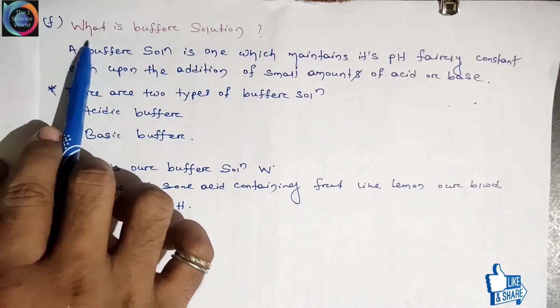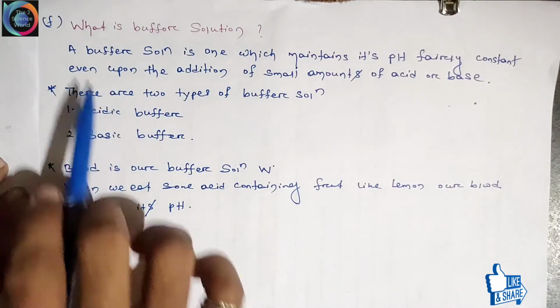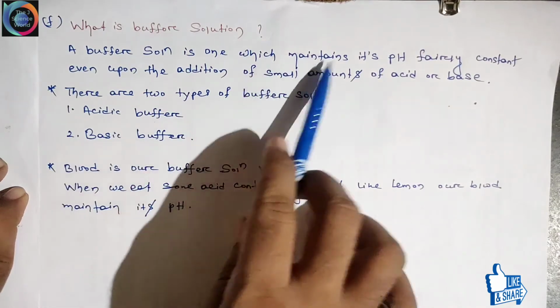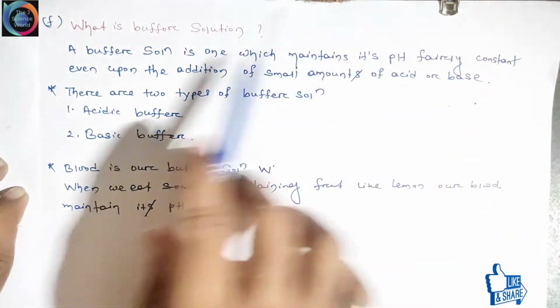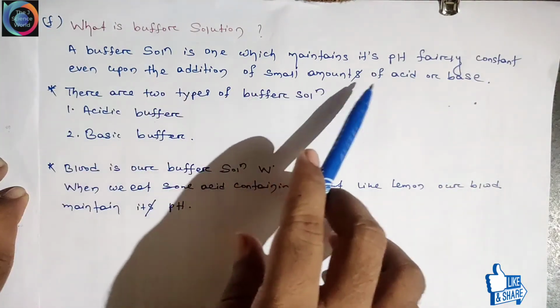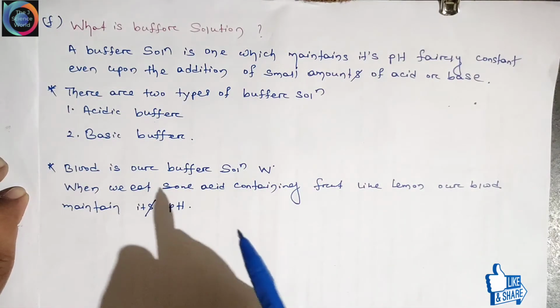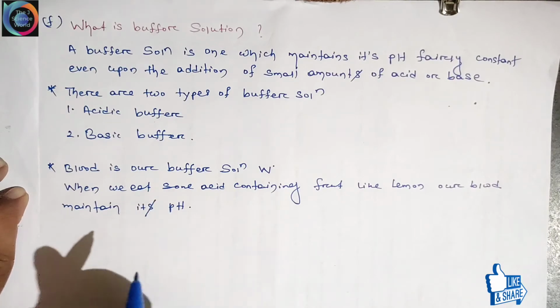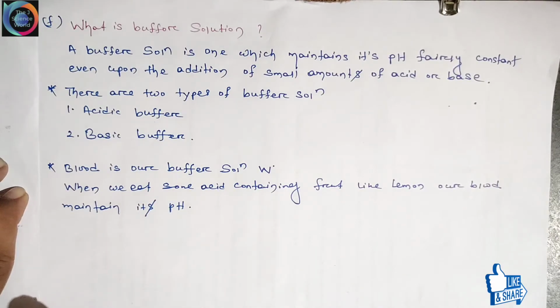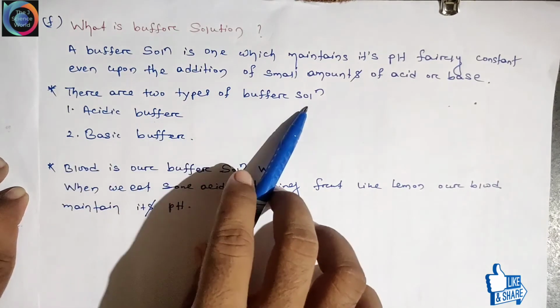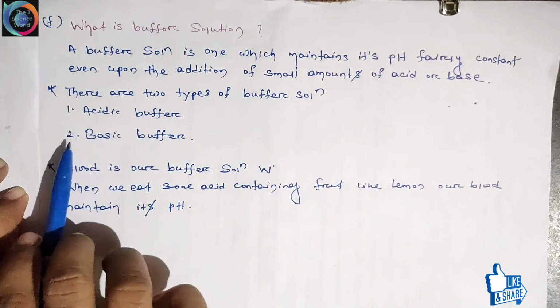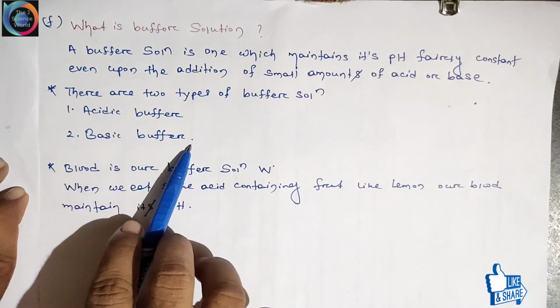Friends, the next question is: what are buffer solutions? A buffer solution is one which maintains its pH fairly constant even upon the addition of a small amount of acid or base. So when you add some amount of acid or base to these solutions, the pH does not change, meaning it is constant. There are two types of buffer solution: one is acid buffers and the second is basic buffers.